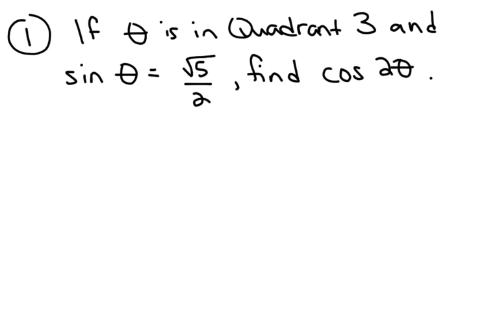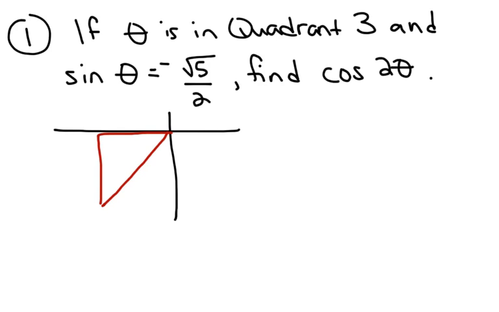So what if I tell you that angle theta is in quadrant 3, and the sine of theta is negative square root of 5 over 2. Find the cosine of 2 theta. Well, you're going to start by drawing a triangle in quadrant 3. In quadrant 3, this is going to be the hypotenuse, and this is how you finish your triangle. This is theta. The sine is negative square root of 5 over 2, so this is negative square root of 5, and this is 2.